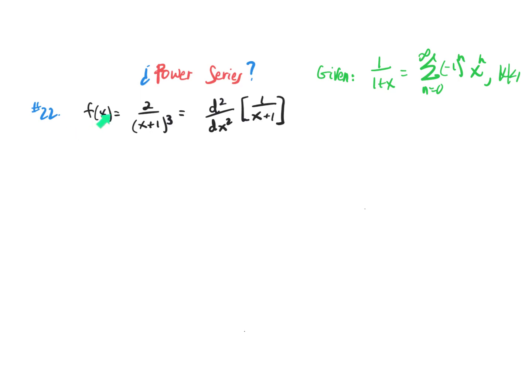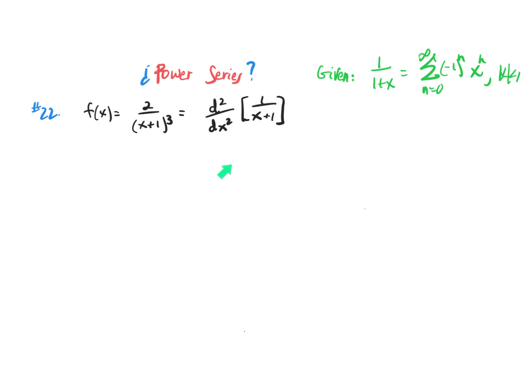And number 22, find a power series for f. F is equal to the second derivative with respect to x of 1 over x plus 1. That's the given series. So if we find the second derivative of this series, we'll have a function for f.